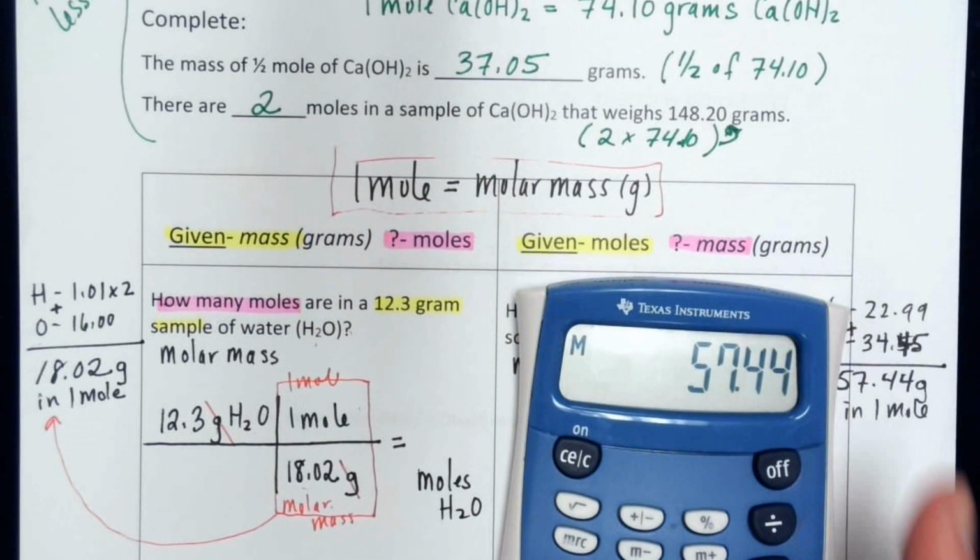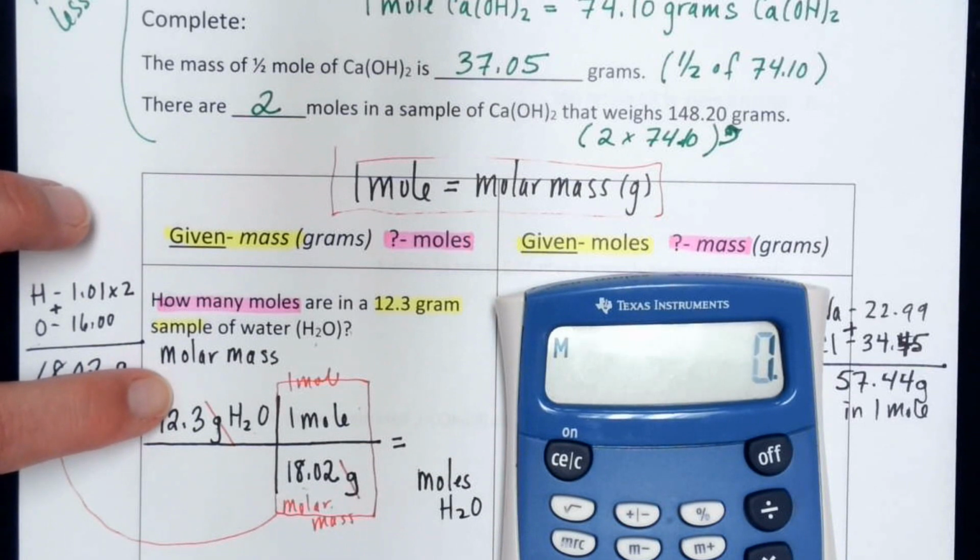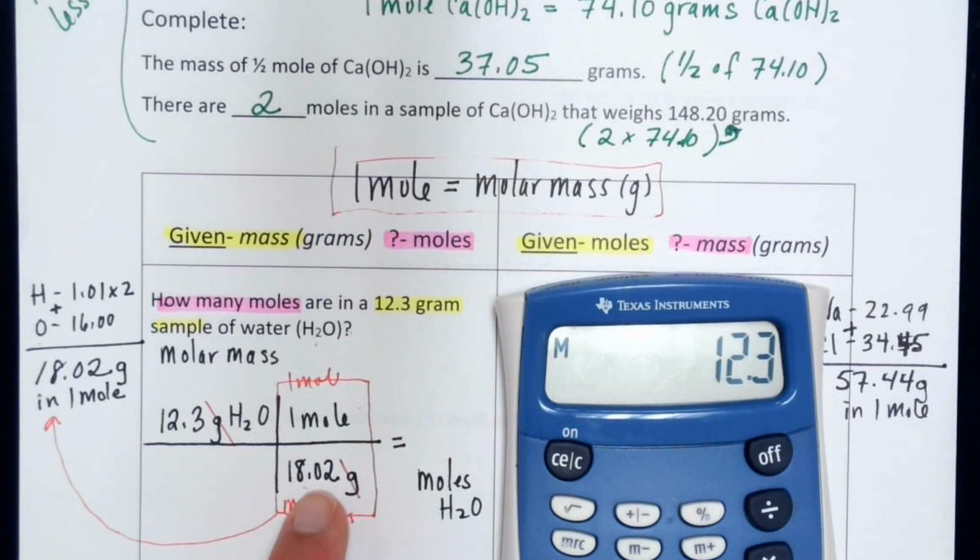So let's run this through the calculator and see what it is. Okay, so we've got 12.3 on top, 18.02 on bottom, so I'm going to divide.